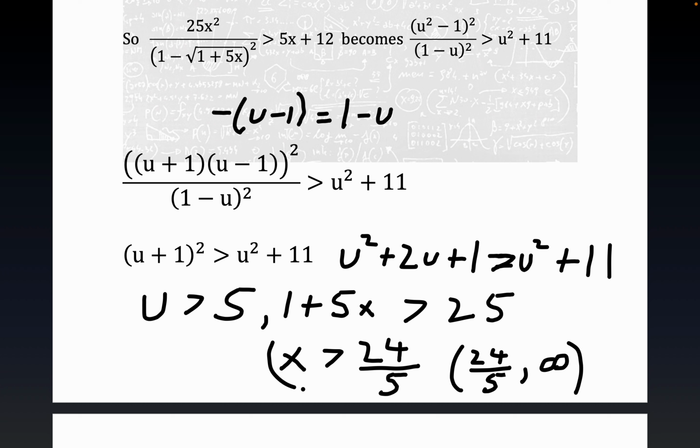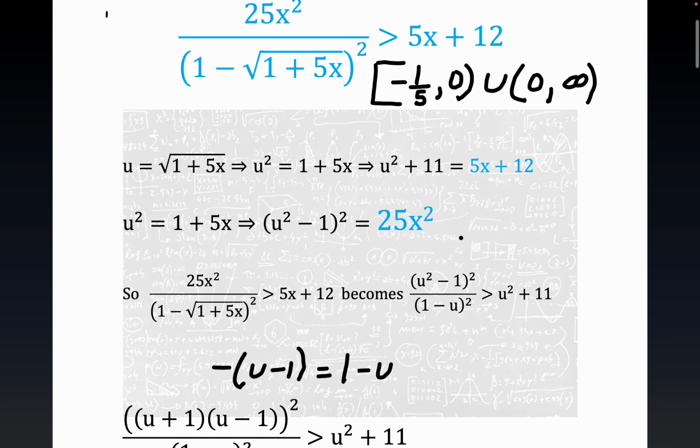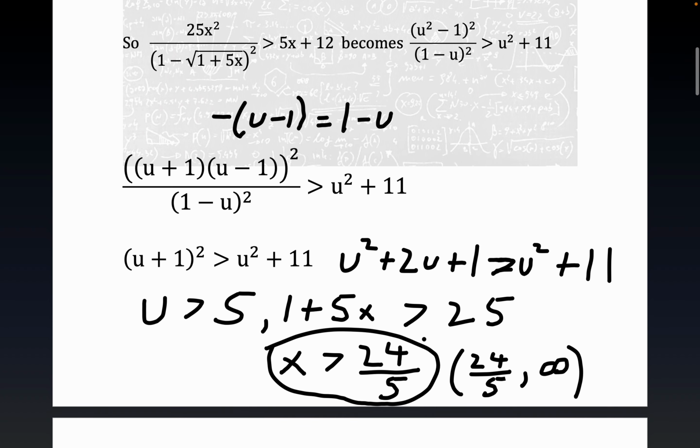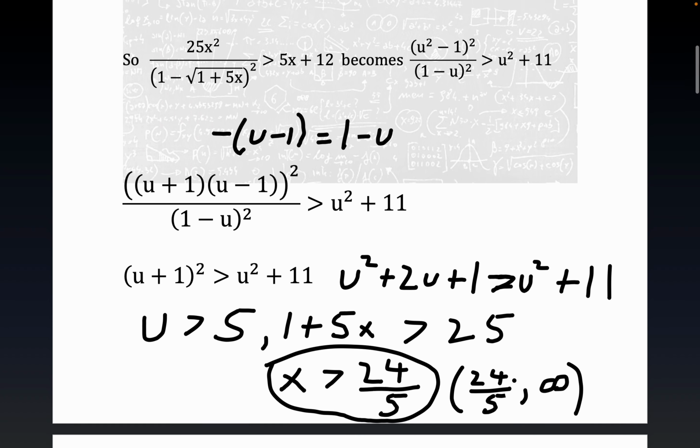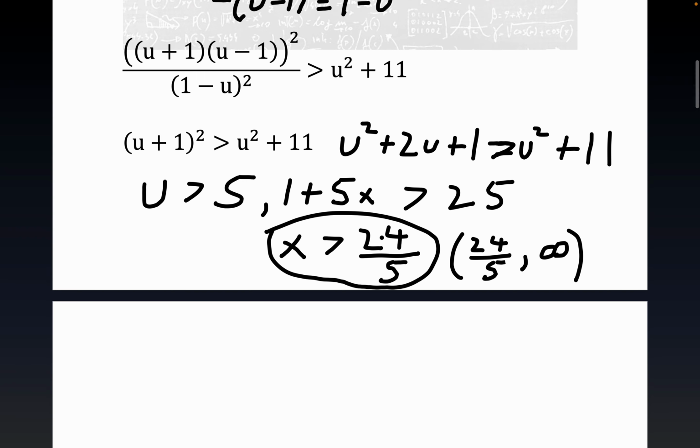And that is our solution. Now, since I did spend some time at the beginning of the problem on the domain, notice that our domain, based on analysis of the left-hand side, told us it's any number greater than minus 1/5, excluding 0, and this interval certainly lies within those constraints. So that falls in there, and that is our answer. And I think I finally got this thing right. Hope you enjoyed it.